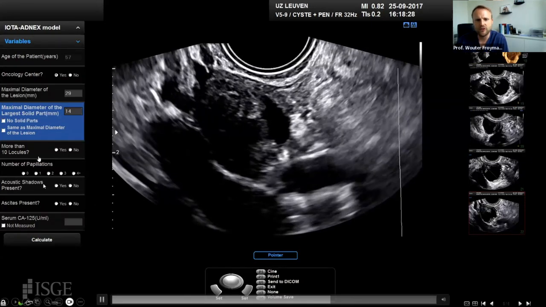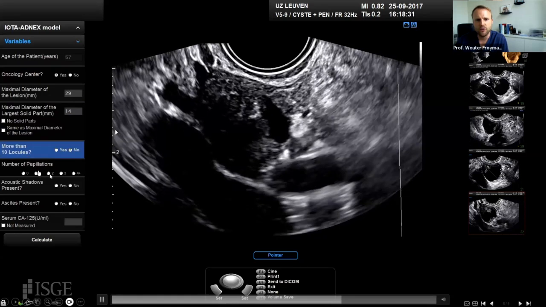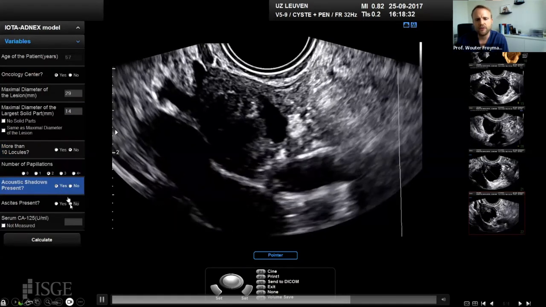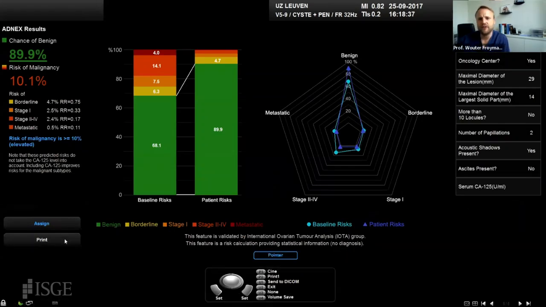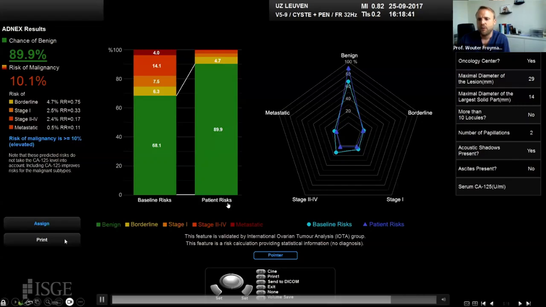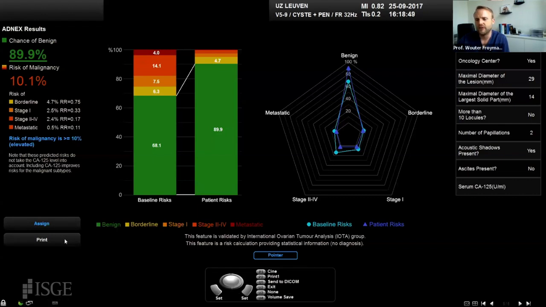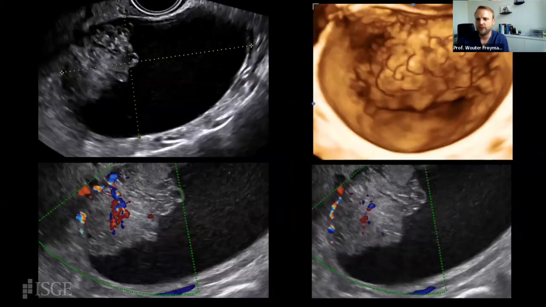And then we have some questions. Having more than 10 locules? No. 2 papillations, shadows, and no ascites. So we have quite easy questions to be answered, and then you can calculate the risk of malignancy. When the risk is 10% or more, we suggest that you should discuss the case at least with a gynecological oncologist, because then there's an increased risk of a malignant tumor.